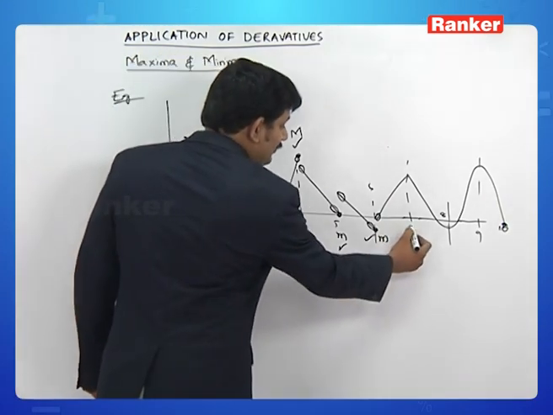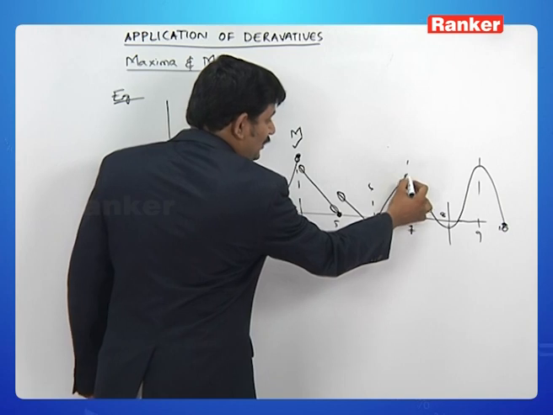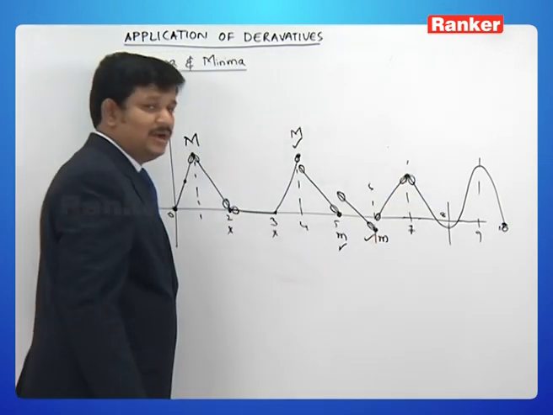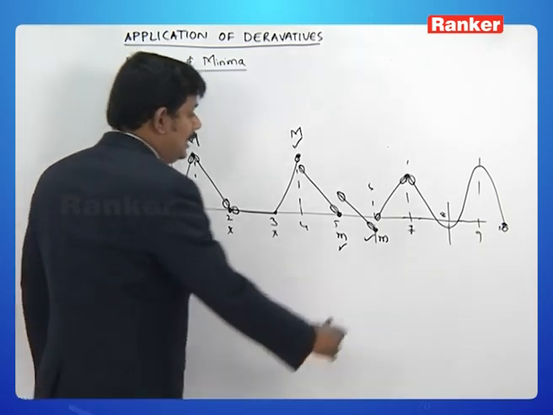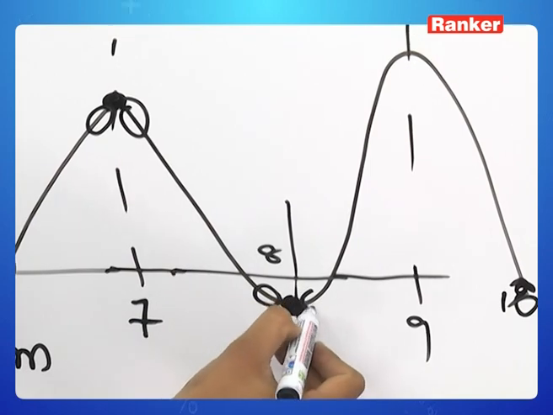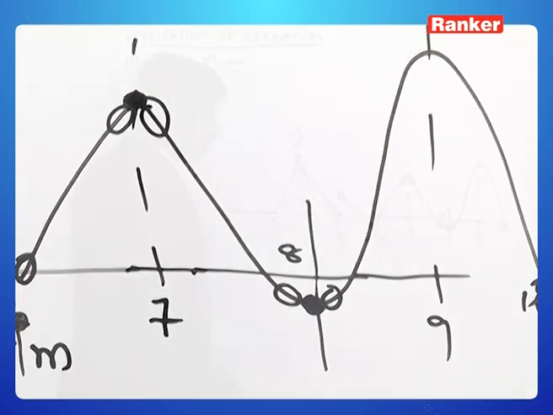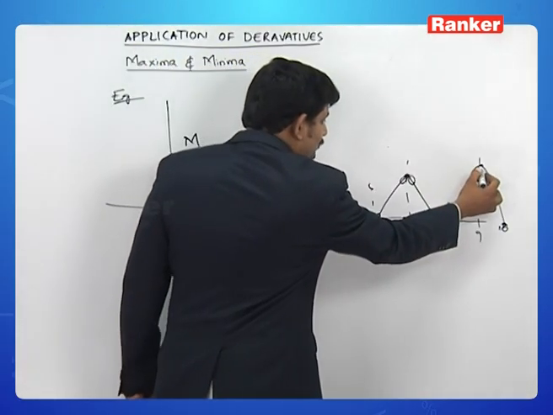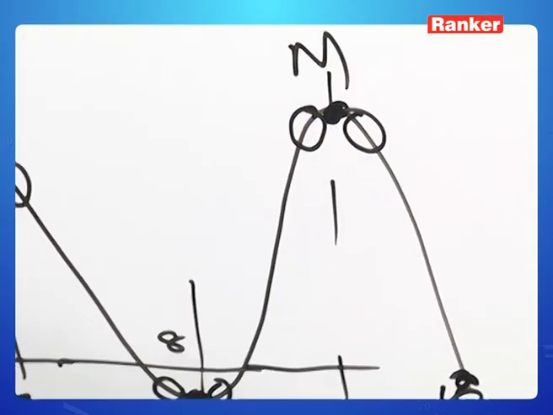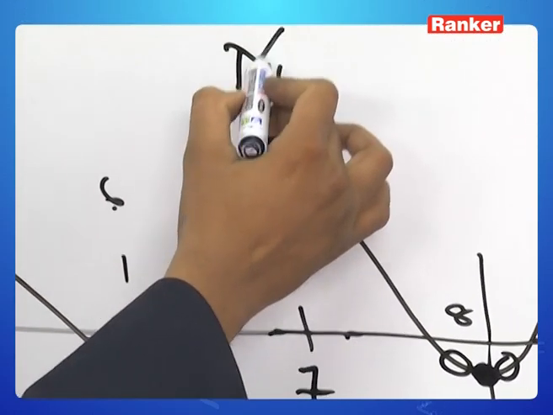And 7 we can see we have a local maxima at this point. Left side values and right side values are smaller than f of 7. 8 qualifies to be a local minima. Left side values and right side values are more than f of 8. 9 qualifies to be a local maxima. So, 9 is a maxima, 8 is a local minima, 7 is a local maxima.